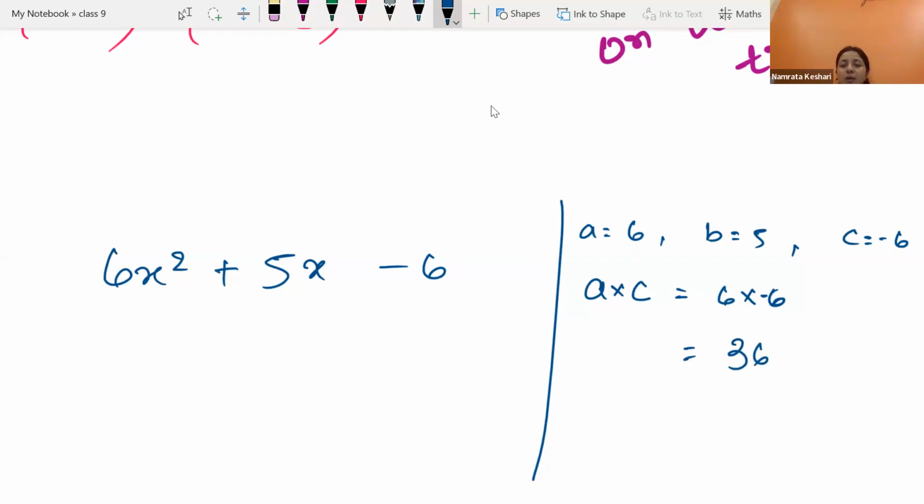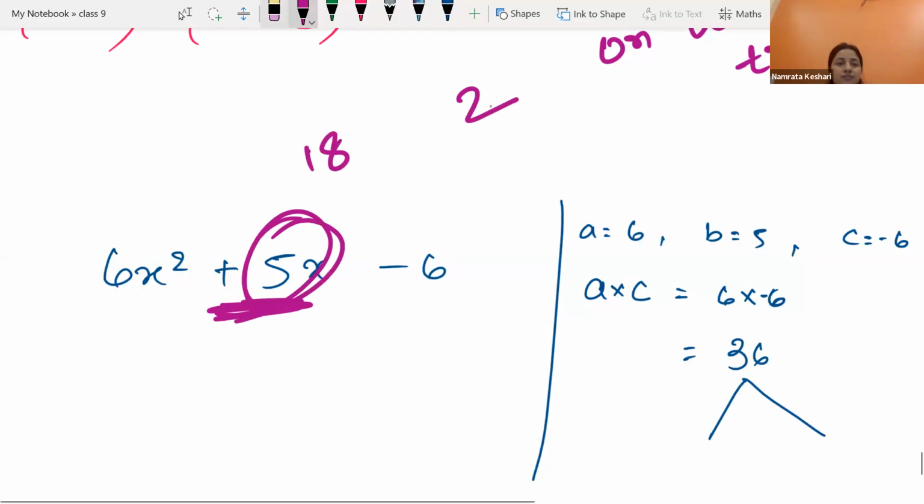Now you will think about splitting this 36 using two numbers. Those two numbers added together or maybe subtracted must give our middle term, which is 5. So table of 2, 2 times 18 is 36. But 18 and 2 is not giving us 5, right?